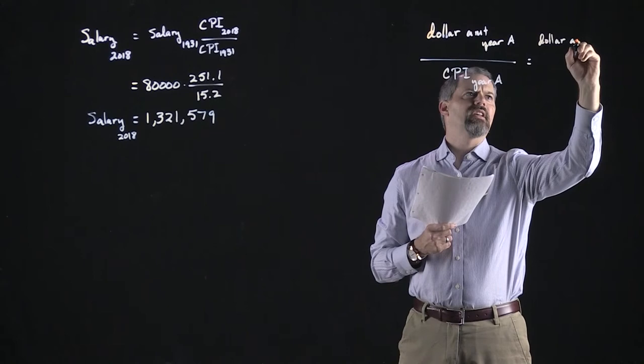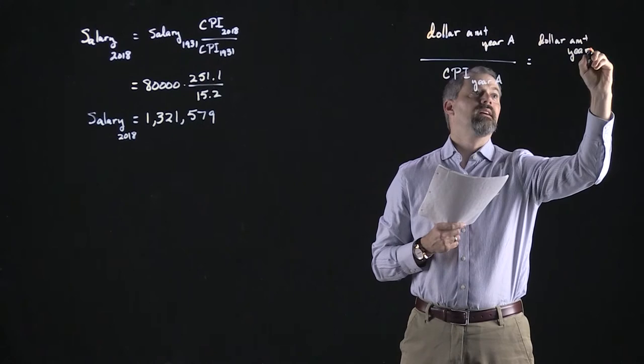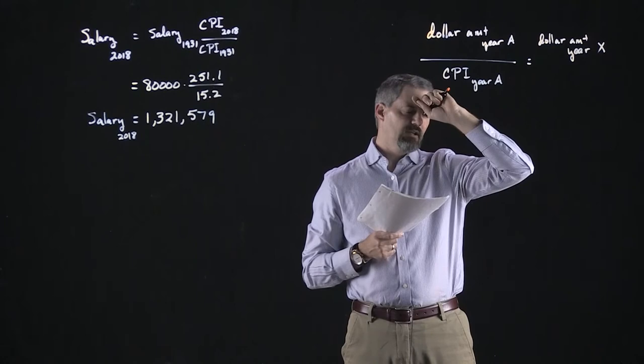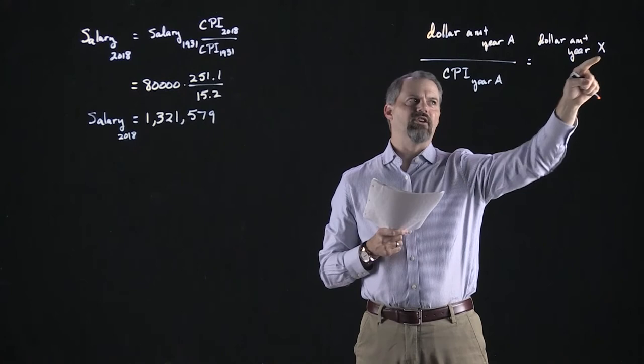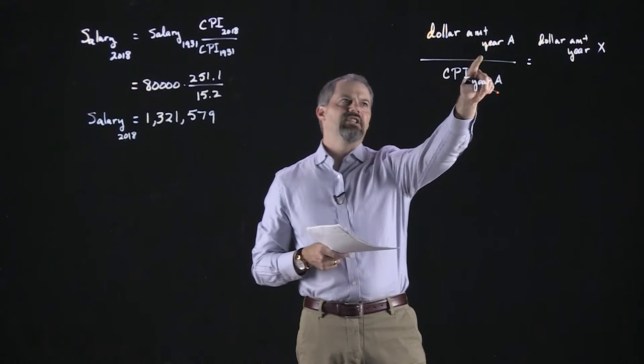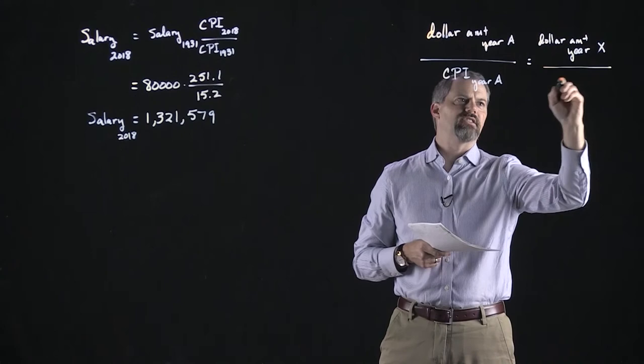Let's say the dollar amount in year X. If I said B, it might be a little bit confusing because you might think that these years could only differ by one. So if this was 1970, that had to be 1971. So let's say year X. That way you don't think they have to be consecutive years. So the dollar amount in year A divided by the CPI in year A is going to be equal to the dollar amount in year X divided by the CPI in year X.